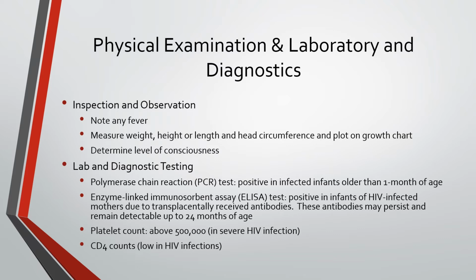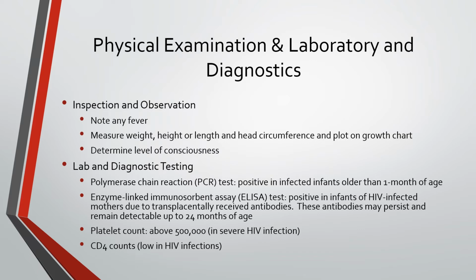Some labs and diagnostics that I want you to be aware of. The PCR, the polymerase chain reaction, is positive in infected infants older than 1 month of age. So if we're testing our patients less than 1 month of age, this test is not super effective. Our enzyme-linked immunosorbent ELISA test is positive in infants infected by mothers transplacentally. So these antibodies may persist and remain detectable up to 24 months of age.